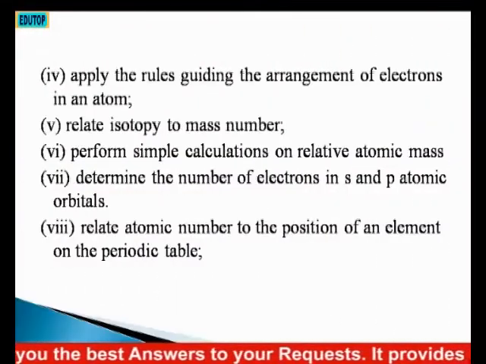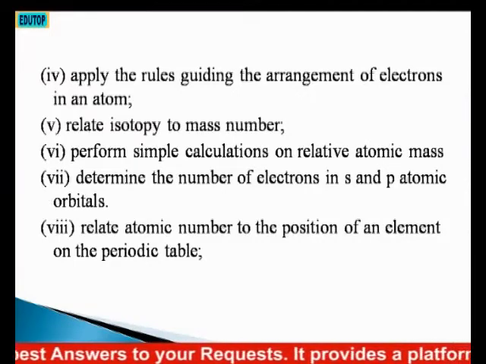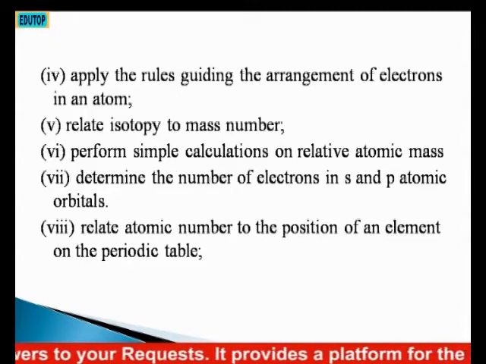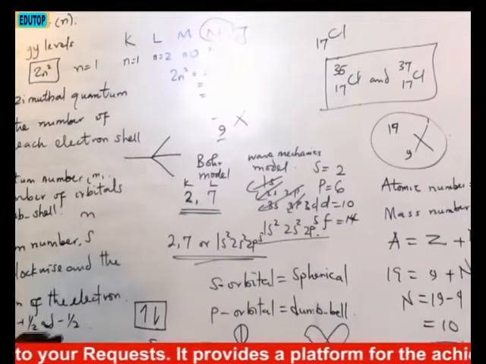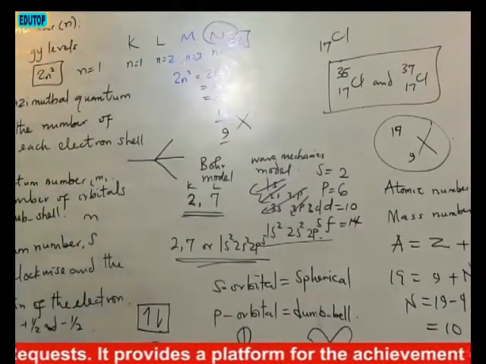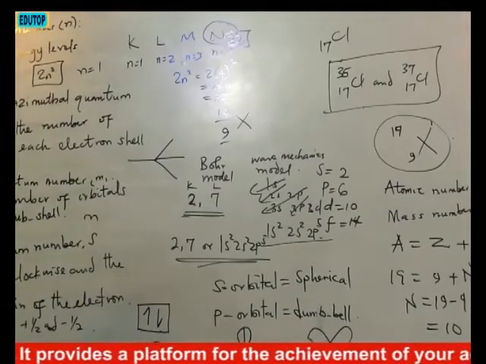Then apply the rules guiding the arrangement of electrons in an atom. That is what I'll be able to apply using this format. So we strike it that way. So if you have more than this, you also continue to strike. So you strike it that way. That is how you are meant to determine by using the wavelength model.